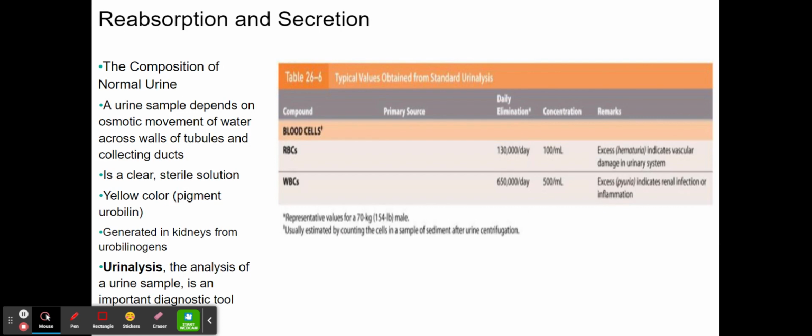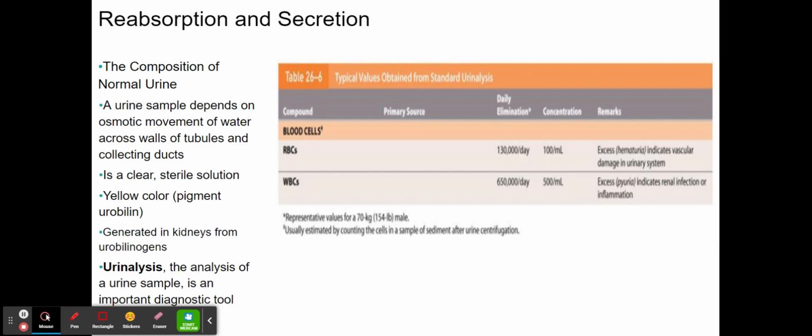The concentration of these substances in a given urine sample depends on the osmotic movement of water across the walls of the tubules and collecting ducts. Because the composition and concentration of urine vary independently, you can produce a small volume of concentrated urine or a large volume of dilute urine and still excrete the same amount of dissolved substances. For this reason, physicians who are interested in a detailed assessment of renal function commonly analyze the urine produced over a 24-hour period rather than a single urine sample.